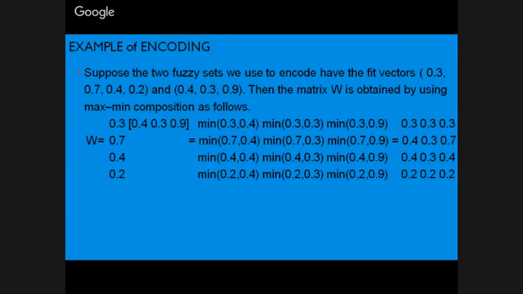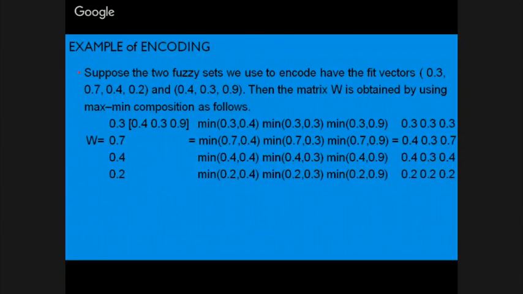So say we have two fuzzy vectors. The first fuzzy vector is 0.3, 0.7, 0.4, 0.2, and it is associated with the other fuzzy vector, which is 0.4, 0.3, 0.9. The method of determining the weight matrix will remain the same. We have to take the transpose of the input vector. So it becomes a column vector, 0.3, 0.7, 0.4, 0.2, and the other vector remains a row vector.